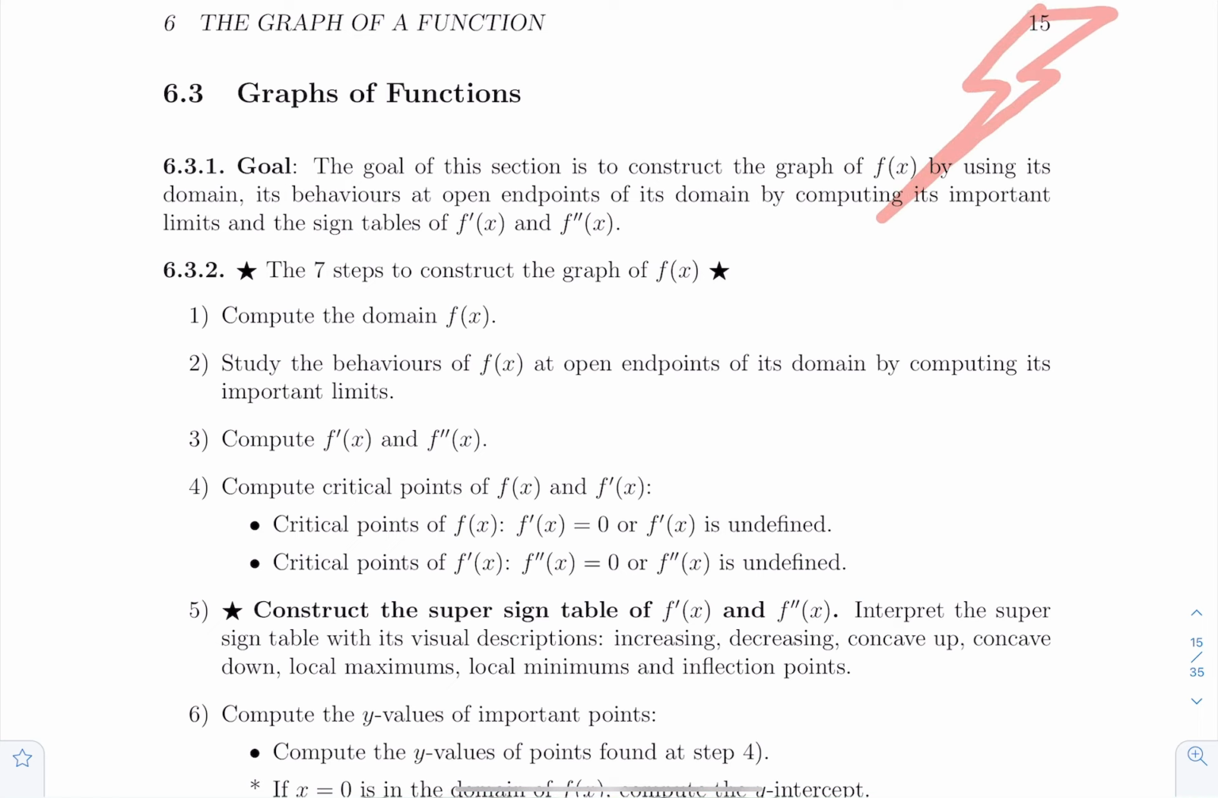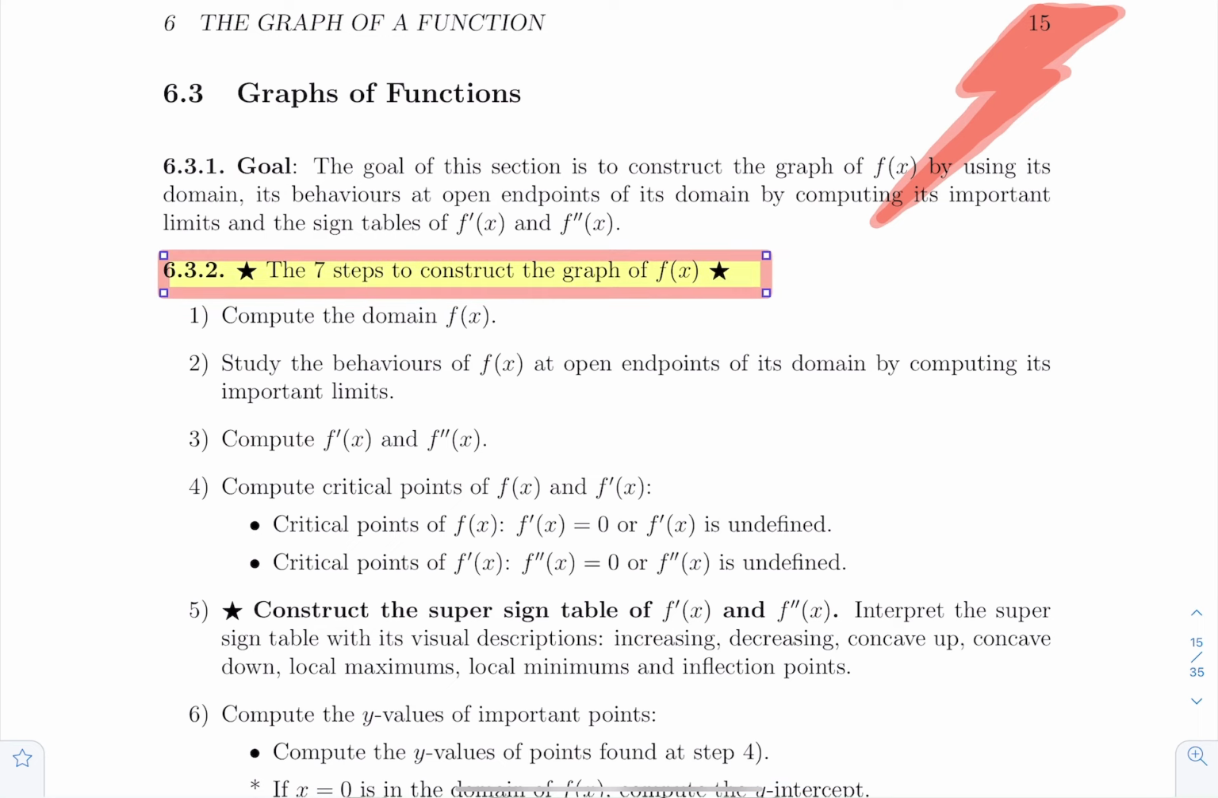Let's graph functions. Section 6.3 really brings everything together, sign tables, limits, and derivatives, in order to create the graph of a function. What we're going to use to construct the graph of a function are 7 specific steps that I want you to follow if you have to graph a function. Every time we ask you to graph a function, implicitly, you need to follow these 7 steps. So here are the 7 steps.